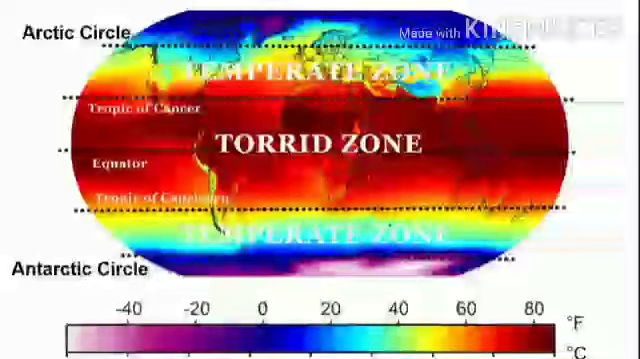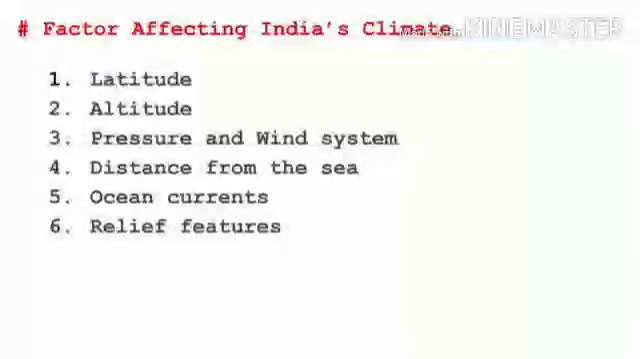In this video, we're going to quickly understand what are the factors affecting India's climate. Generally speaking, I'm not just talking about India. There are six major components that control the climate of any place. They are latitude, altitude, pressure and wind system, distance from the sea, ocean currents and relief features. Let's understand each one of them.